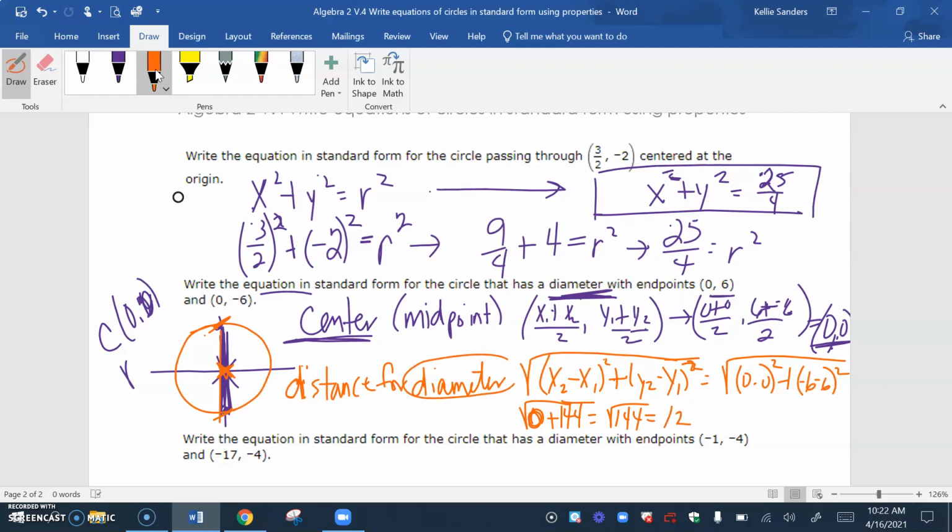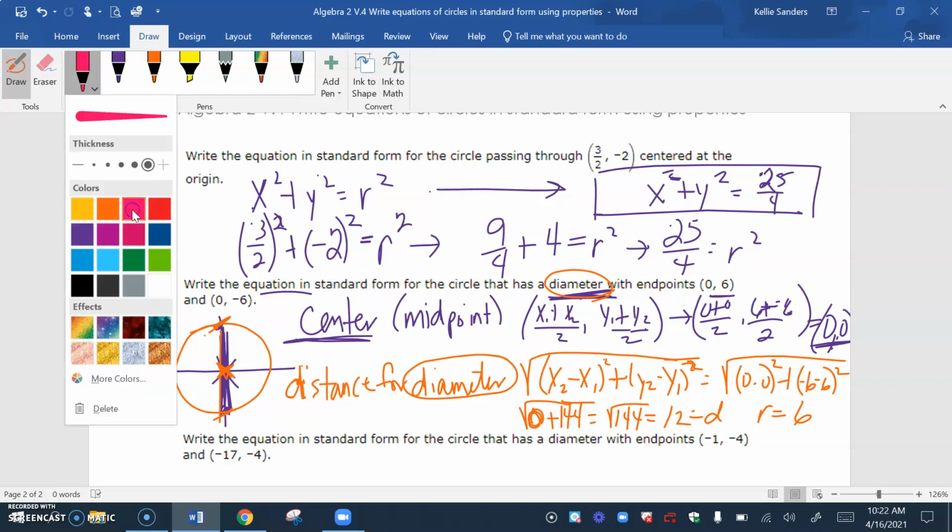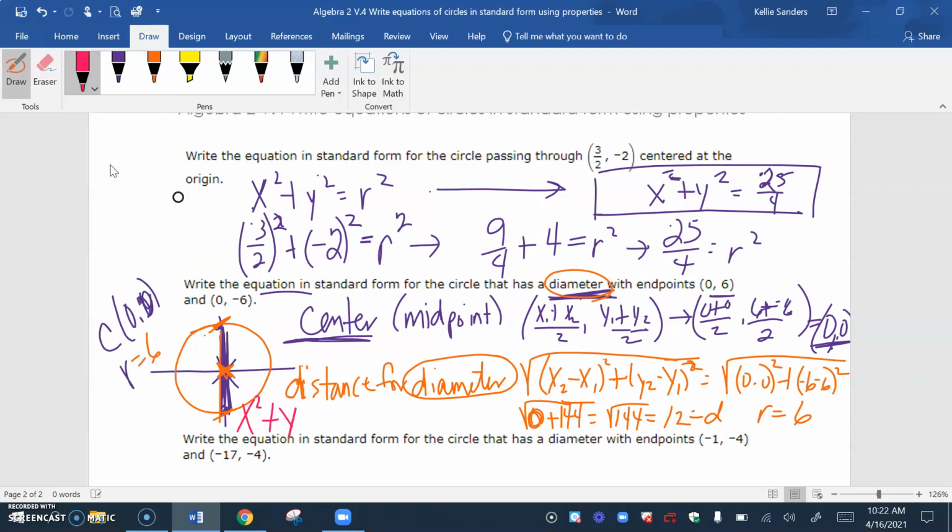Now that's the distance for the diameter because it said it was the diameter. If the diameter is 12, then what's the radius? 6. So the radius is 6. So what's the equation? x² + y² equals 36 because it's 0, 0, and it's 6.